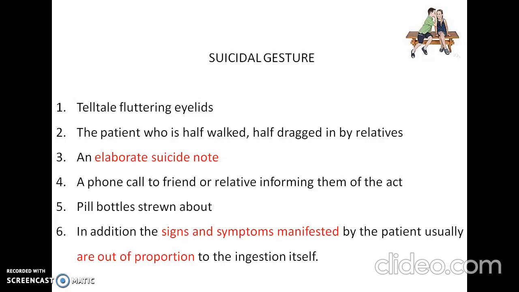In addition, the signs and symptoms manifested by the patient are usually out of proportion to the ingested dose itself. Many times people act and show symptoms that may not be related to the poison they ingested. So in such a condition, by observing the suicidal gesture, we also get an idea whether the person is in hysterical coma or in a real coma.